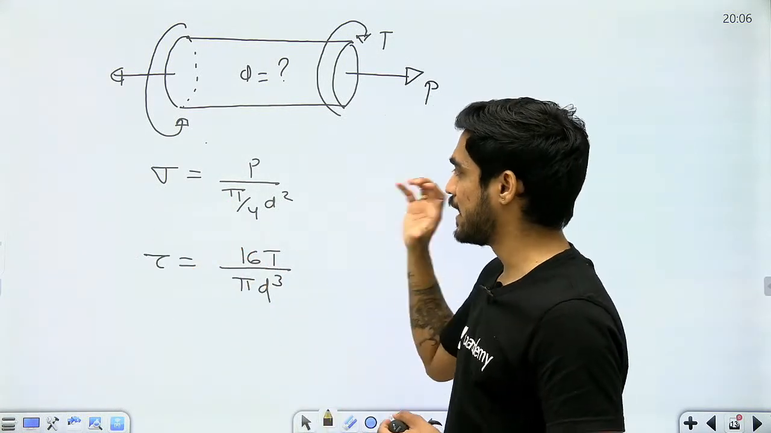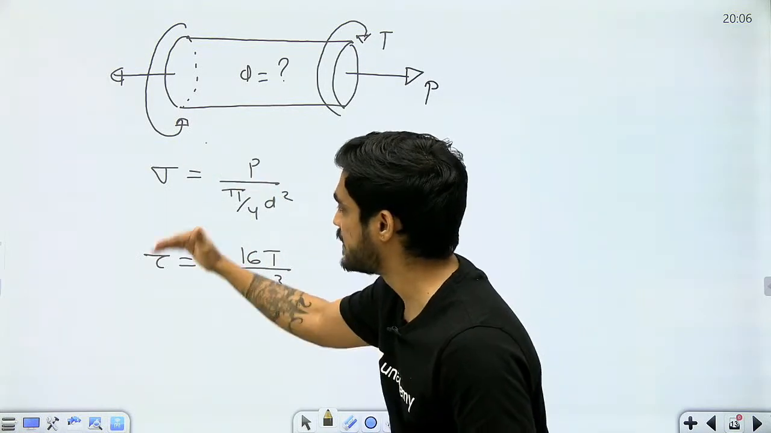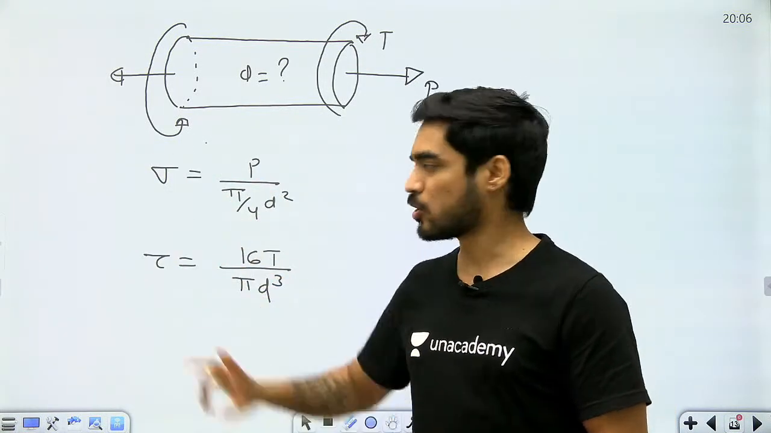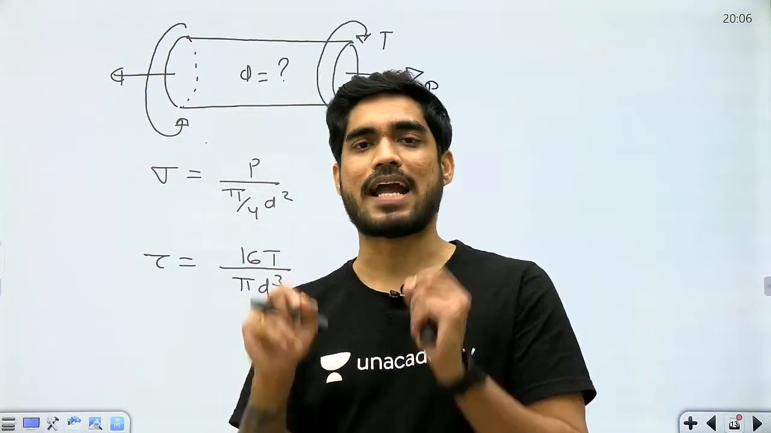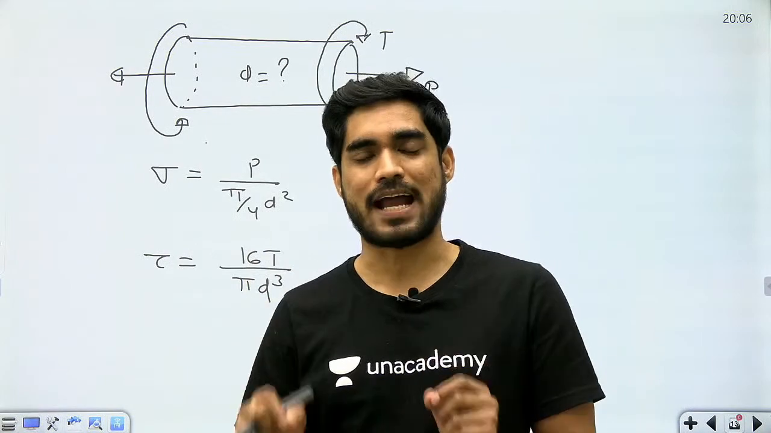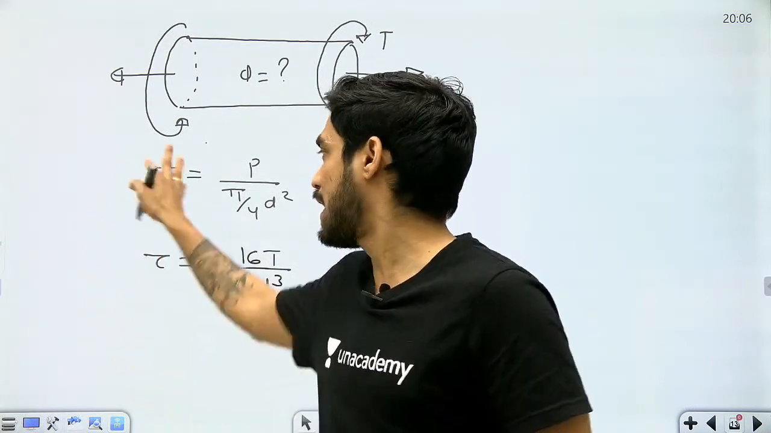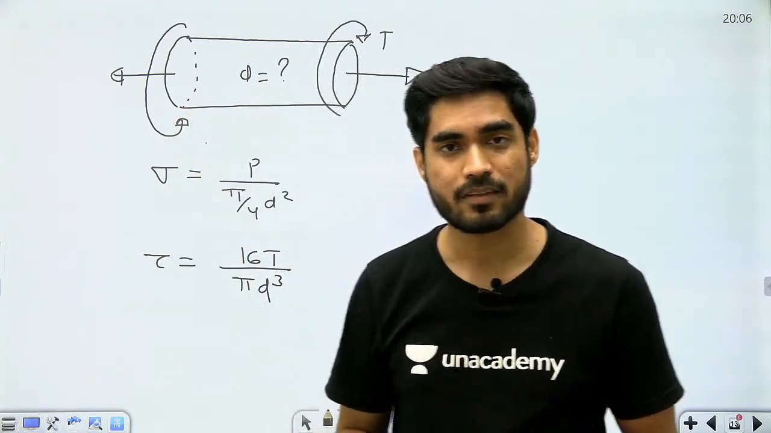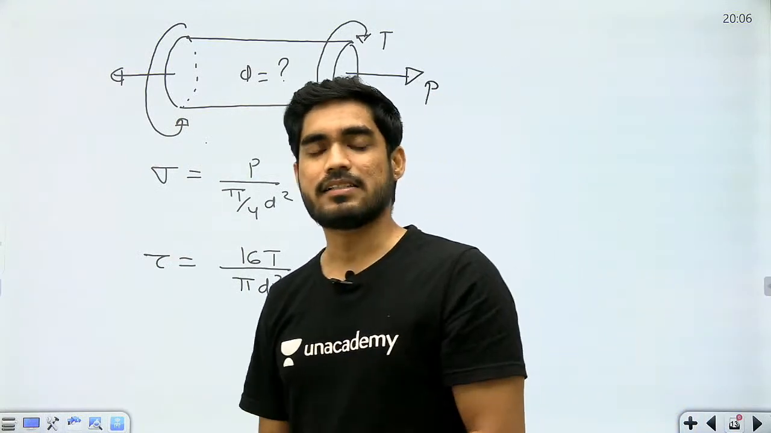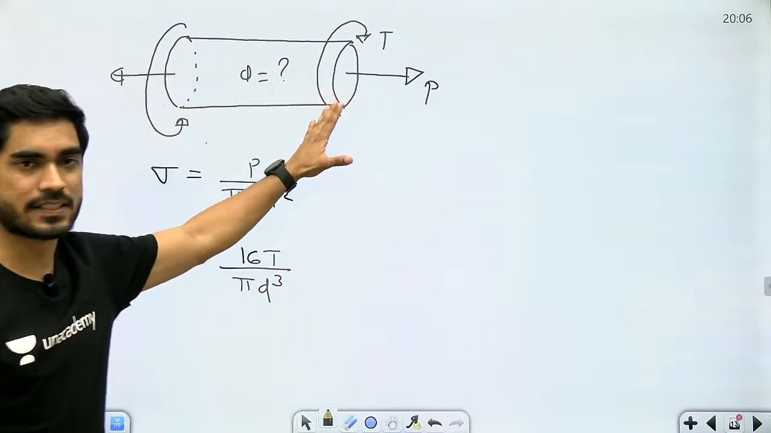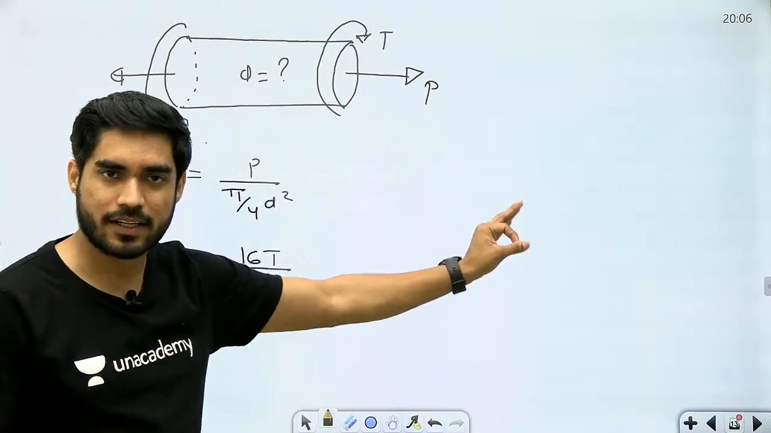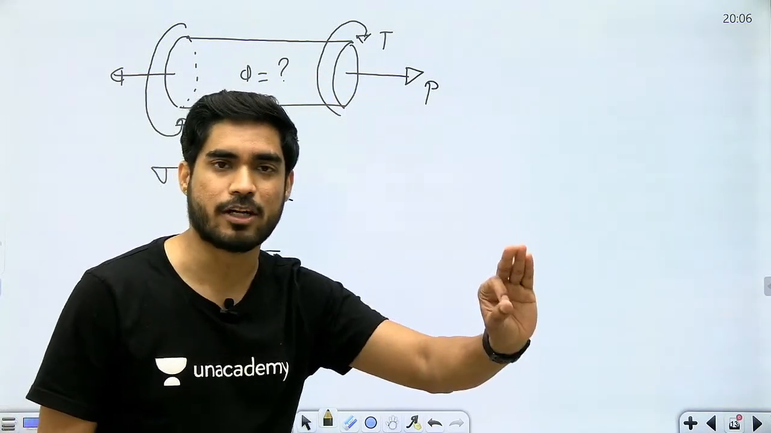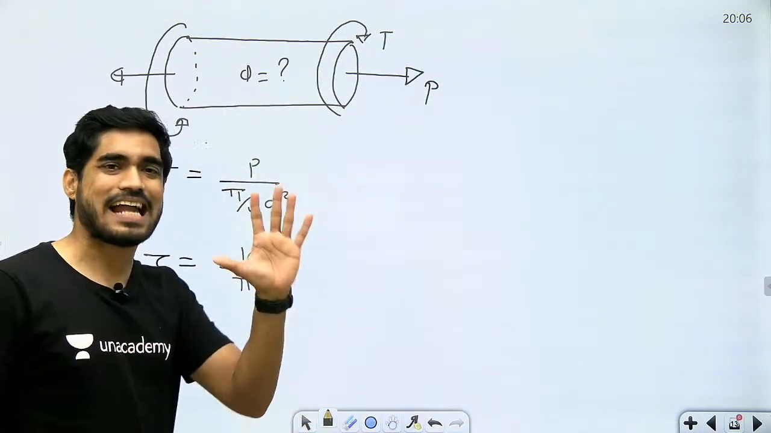I have to find a relation of SYT with both of these, sigma and tau. Both of them should be in that relation. So beta, how am I going to find a relation between sigma, tau and SYT? Under these types of loading conditions, we need certain theories in order to find the relation between stresses and strengths.